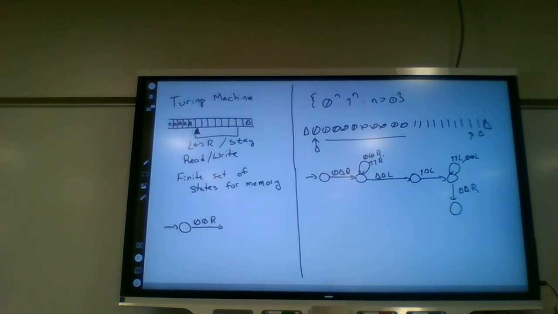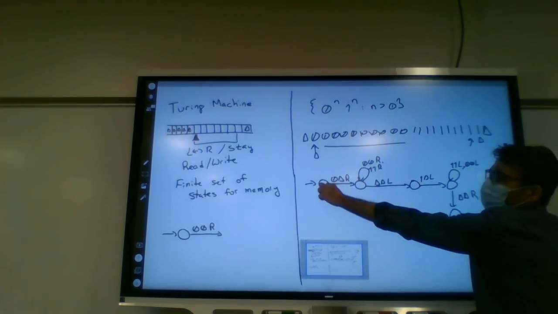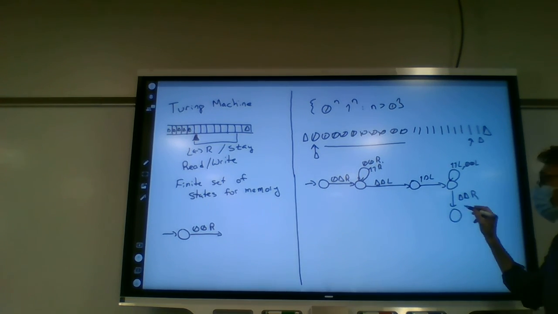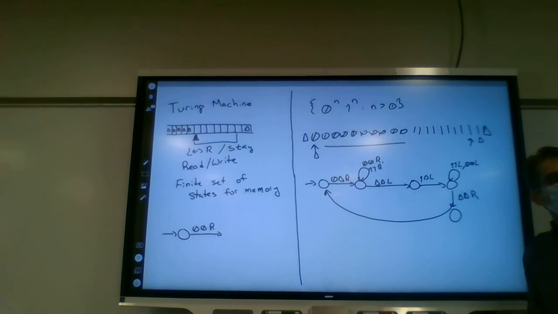And that puts us back at the beginning, which is currently at a 0. So what state is this one really? This state is really that one. So this is really not a new state. This one is really back to the start. Take us back to there. Do this again, do this again, do this again.